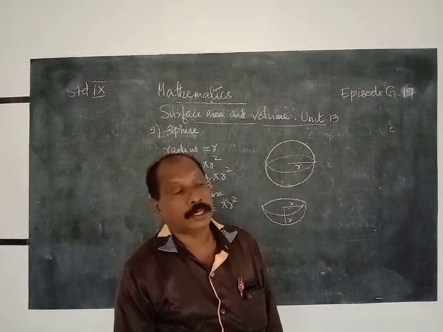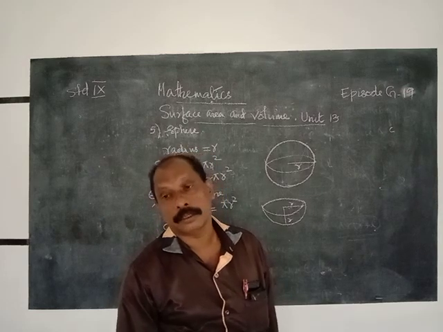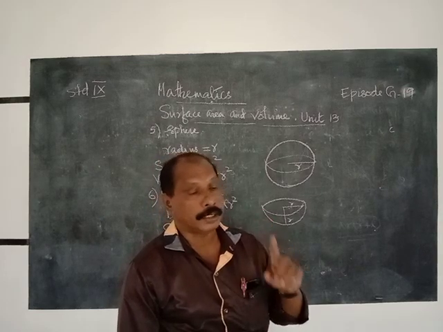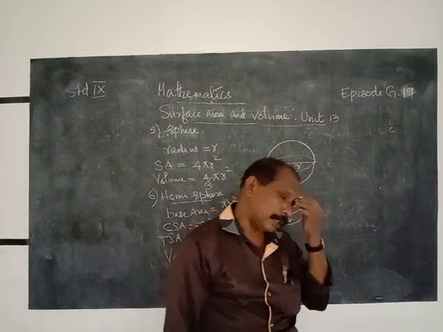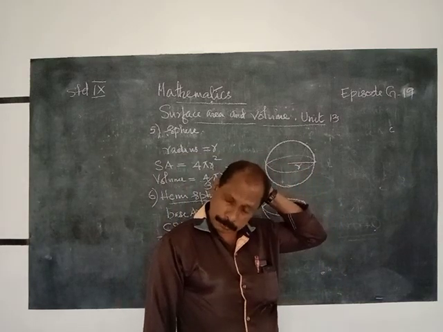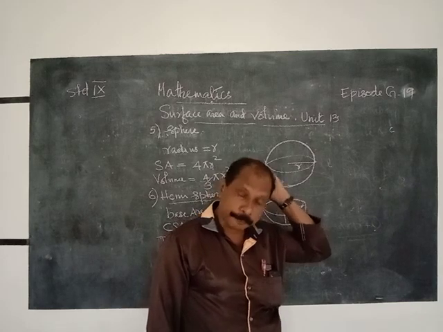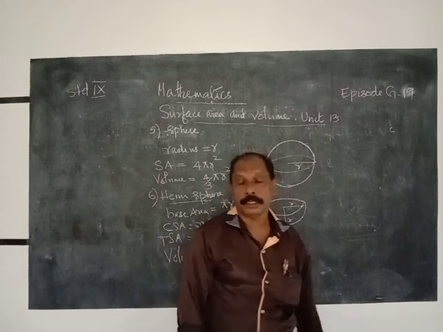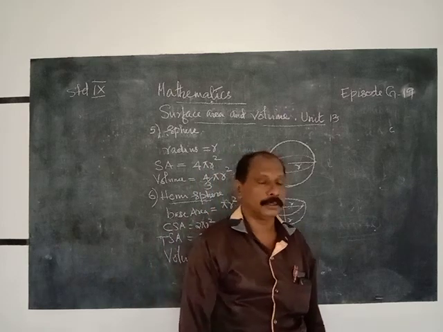Then, there is only one surface, that is a sphere. For a sphere, there is only one radius r. Therefore, curved surface area or total surface area of the sphere is 4 pi r square and the volume of the sphere is 4/3 pi r cube.